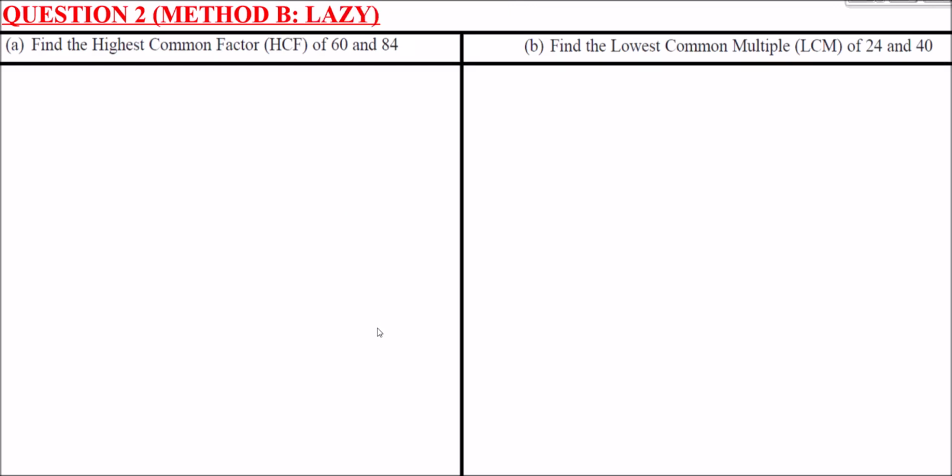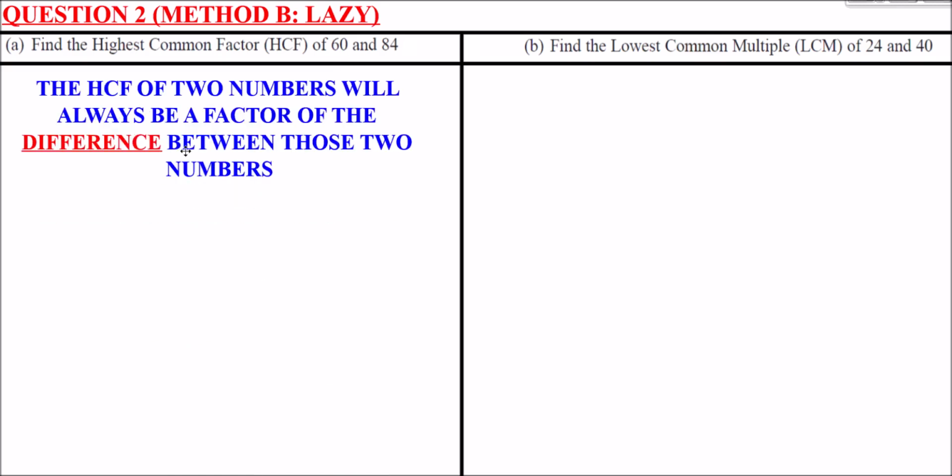I'm just calling this a lazy method because it is slightly lazy, I suppose. So for part A, it says find the highest common factor of 60 and 84. For this one, there is a slight lazy trick we can use. The highest common factor of 2 numbers will always be a factor of the difference between those 2 numbers. So we've got 60 and 84. In this case, the difference is 84 take away 60, which is 24.